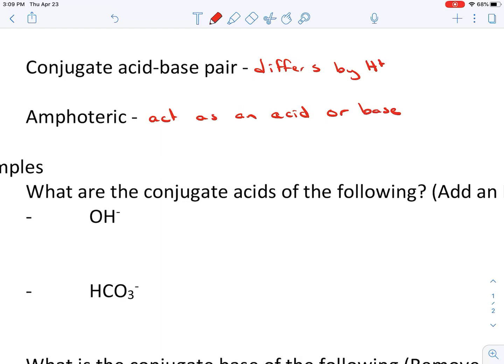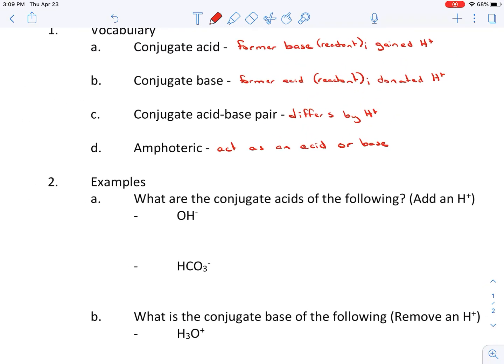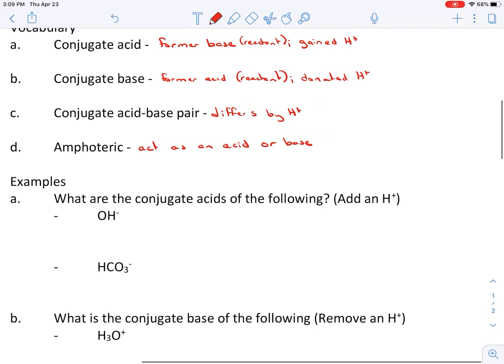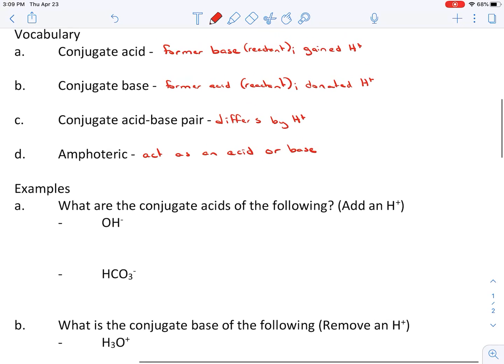Okay, now let's see if we can do some problems here that will look very similar to what our homework is. If we look, it says, what are the conjugate acids? Up here, our definition of a conjugate acid is the former base, and it's gained an H plus. So we're going to add an H plus to each one of these. So if I have OH minus and I add an H to it, I'm going to get H2O, right?